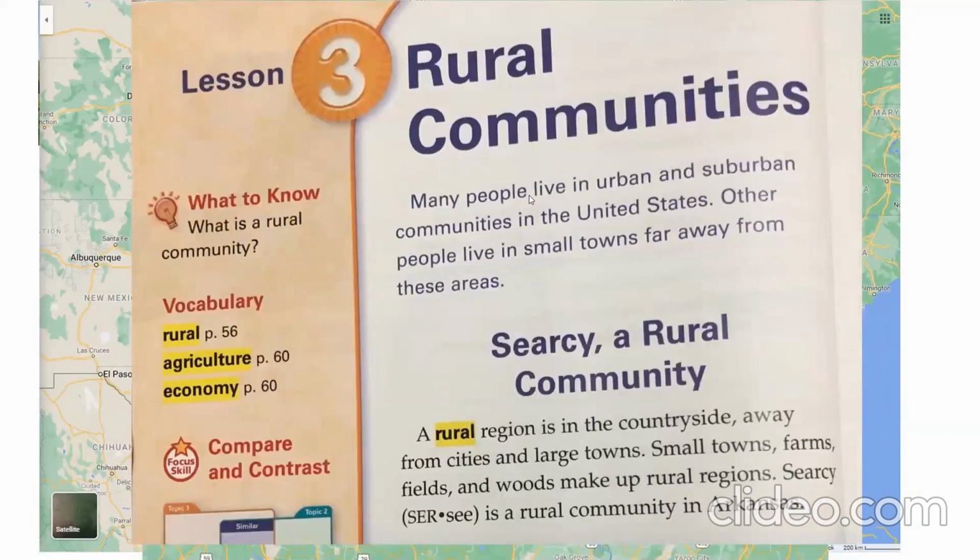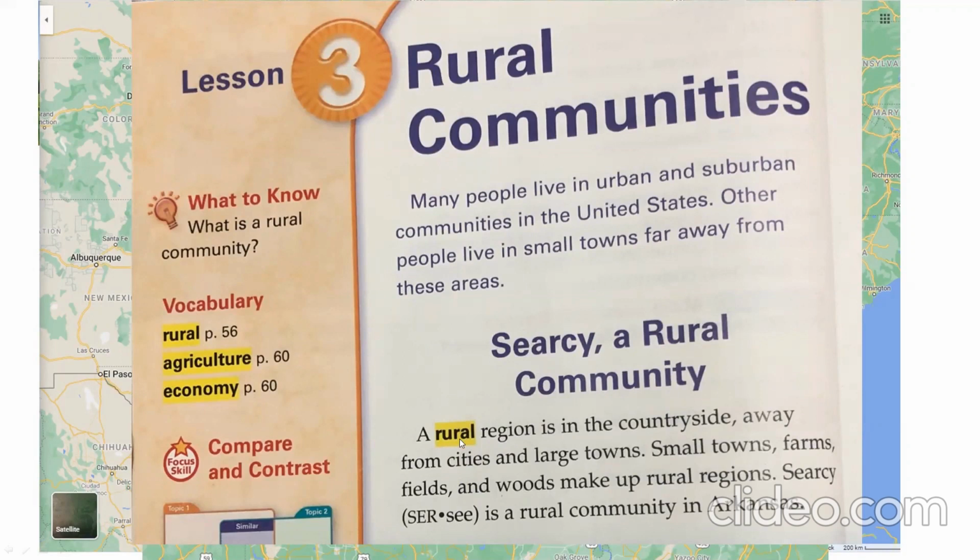So let's begin reading. The opening paragraph talks about how many people live in urban and suburban communities in the United States, and other people live in small towns that are far away from these areas. So our focus is these far away smaller towns called rural communities. So let's read about SST here.